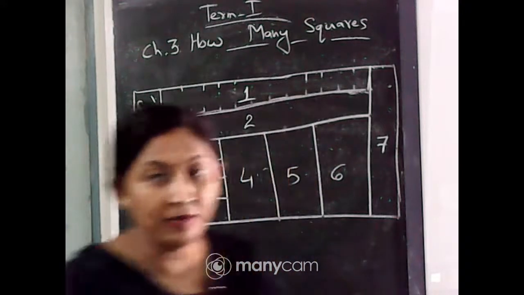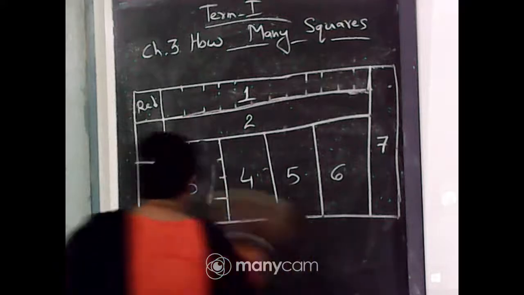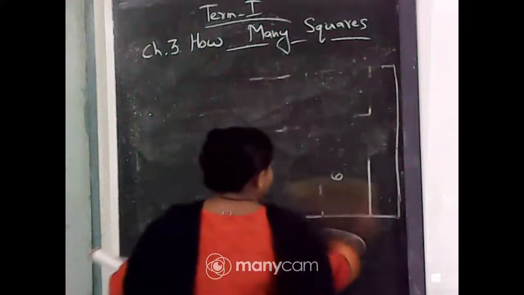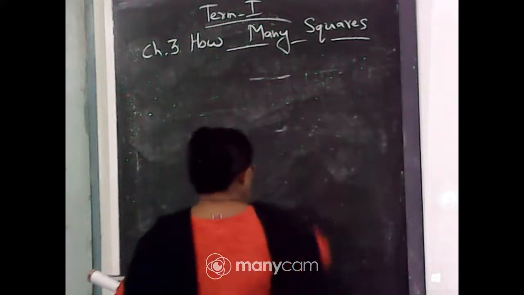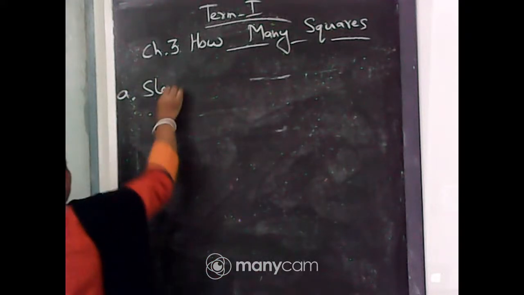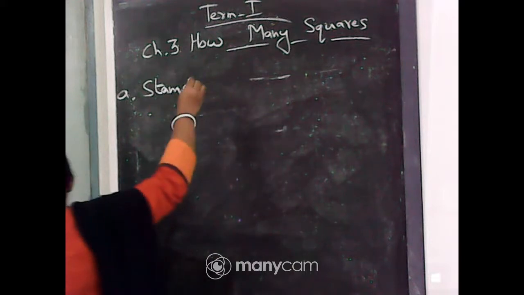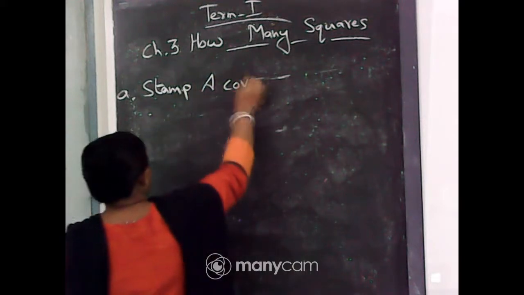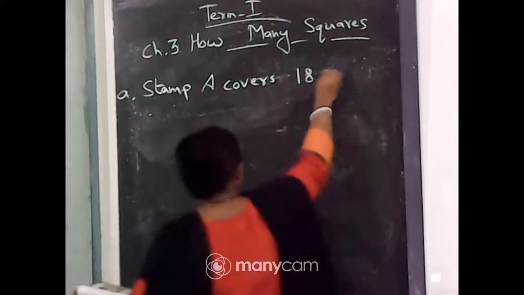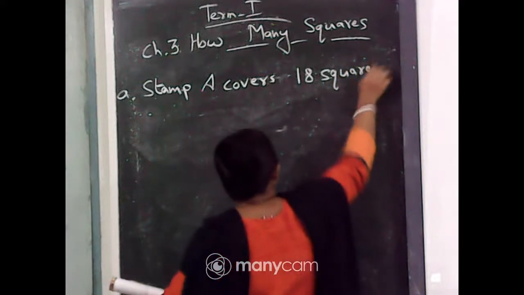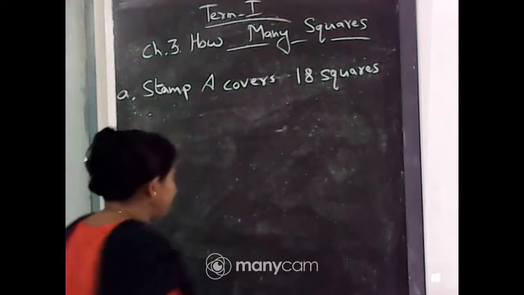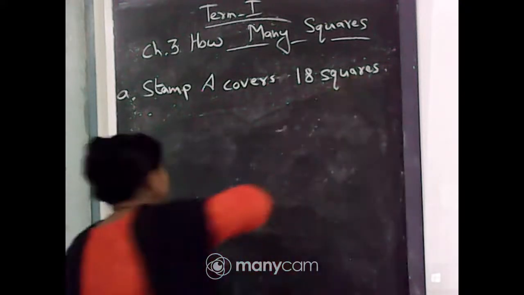Write in the book with the help of the pencil. The space is given, you write with the pencil. Stamp A, this is the answer for number A. Stamp A covers 18 squares, each of 1 centimeter, but there is no space, so we are not writing. It will be each of 1 centimeter.